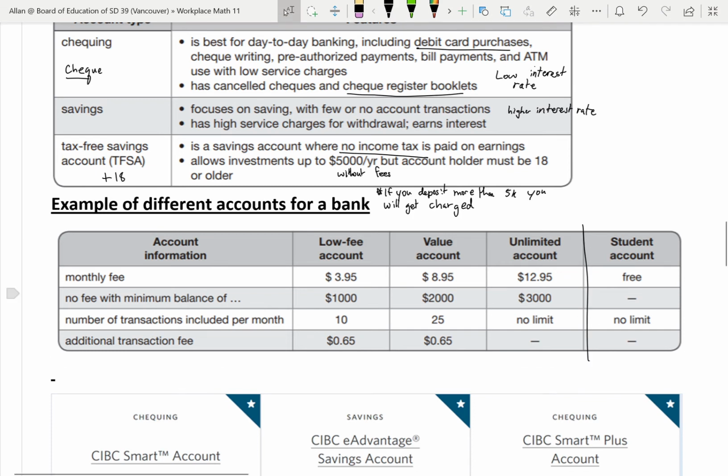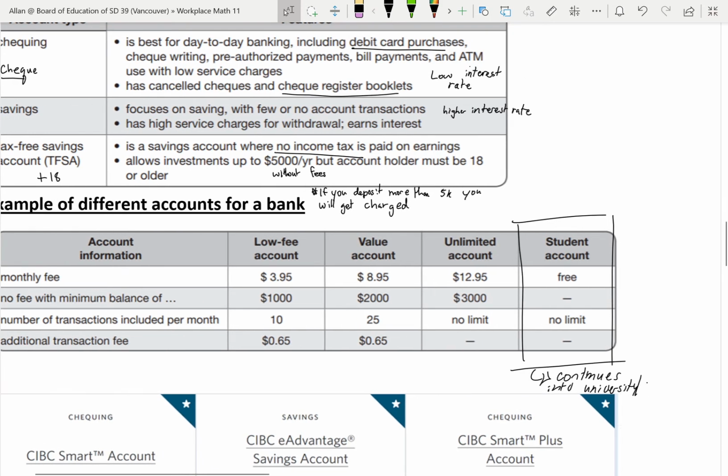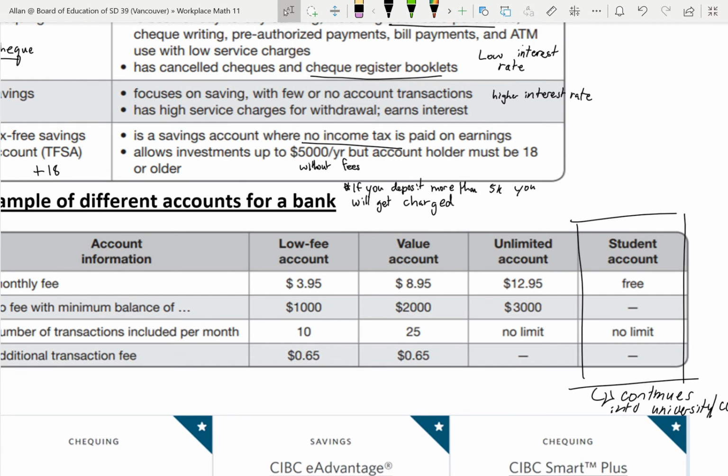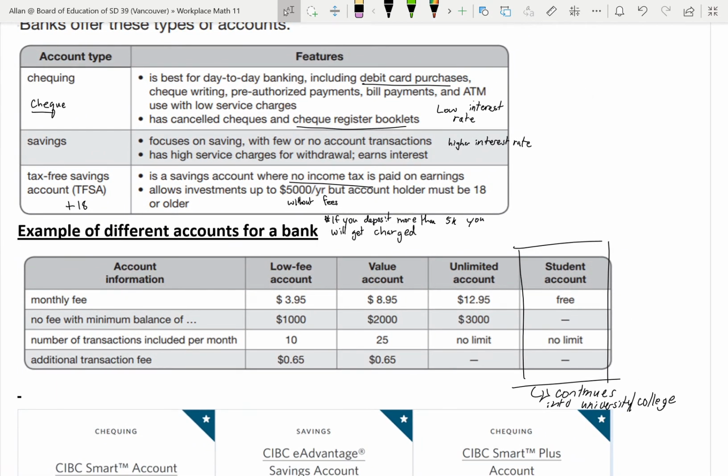Right now, you are all probably in the student account. For some banks, this continues into university or college. So you can oftentimes get a reduced rate, but it's not guaranteed. But generally speaking, these accounts are free. There's no limit to what you can do. But then once you turn 18, and if you're not going to school, you get bumped into one of these accounts.